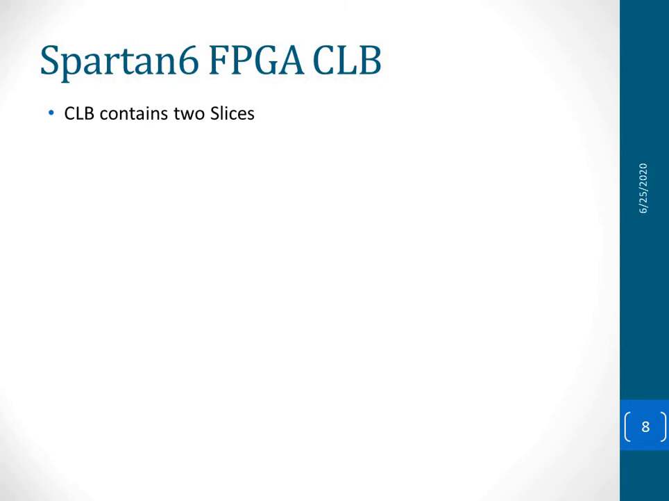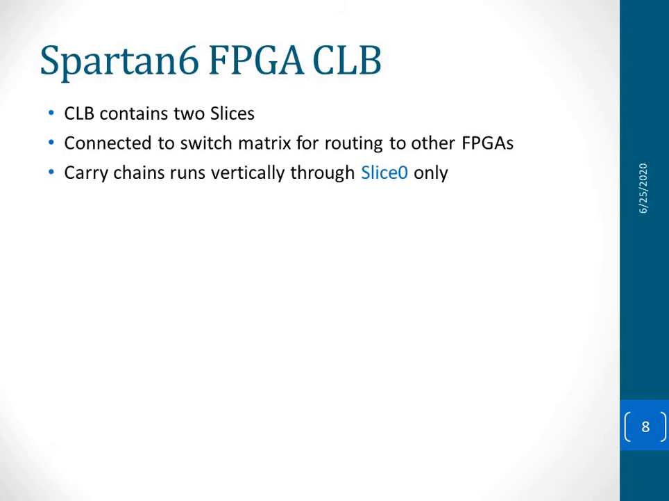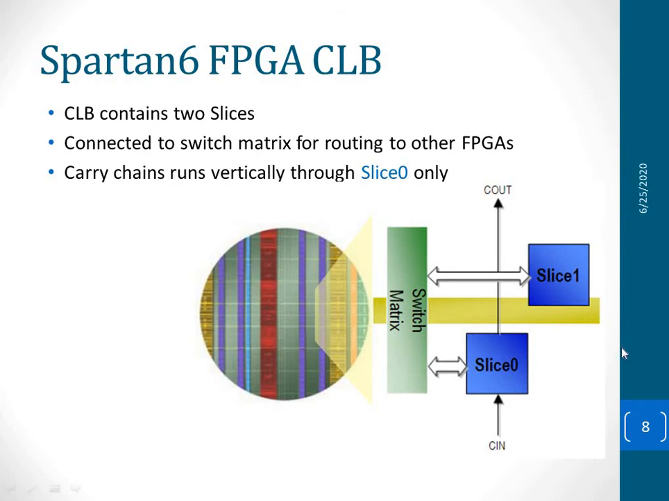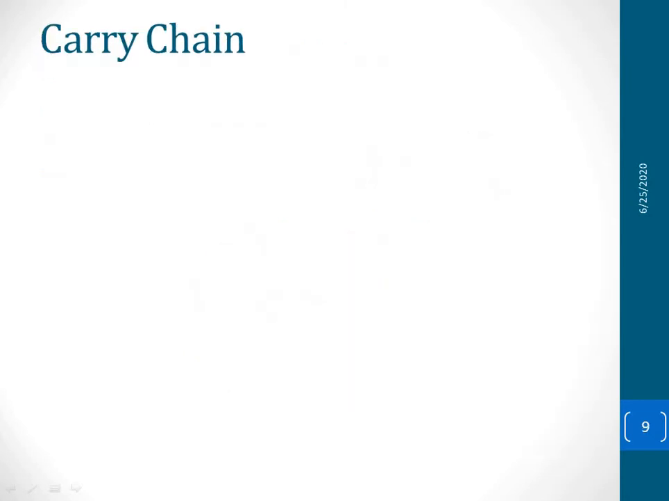Let us see the example of a Spartan 6 FPGA configurable logic block. The configurable logic block of Spartan 6 contains two slices connected to a switch matrix for routing to other FPGAs. So you can see here two slices, connected to the switch matrix, or interconnection matrix, as we call it. The carry chain runs vertically through slice 0 only, not both.